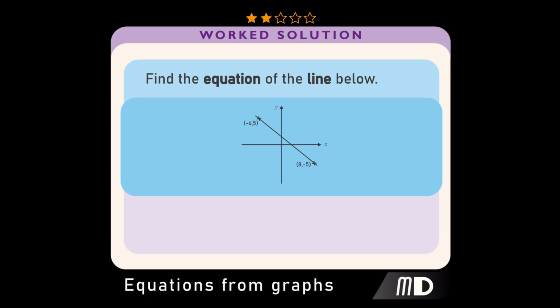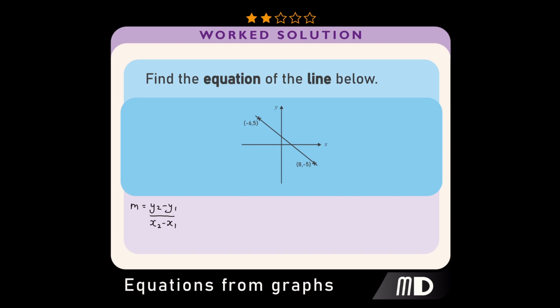So the first thing I need to do is to work out the gradient of this line. The gradient is usually identified by the letter m, and we calculate it by dividing the difference between the y values in our coordinates by the difference between the x values. Where does x1, x2, y1, and y2 come from?